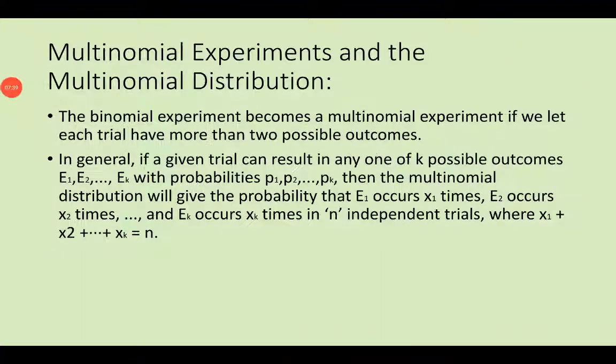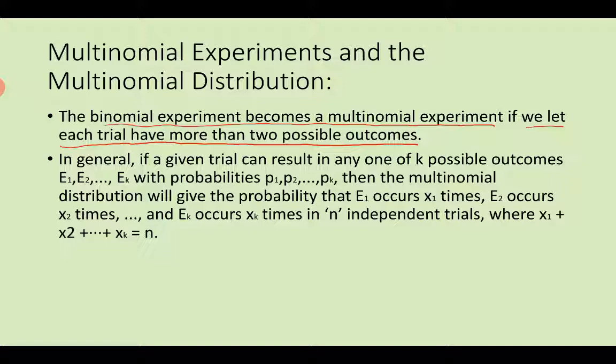Okay, now we go for multinomial experiments. In the previous case, there were only two possible outcomes, but here you are allowed to have n number of outcomes. The binomial experiment becomes a multinomial experiment if we let each trial have more than two possible outcomes. It's not tossing a coin. It is throwing a die. Toss a die, possibly 6 outcomes are there, isn't it? And doing it for n times. You can toss n times and check what your expected outcome is, isn't it?